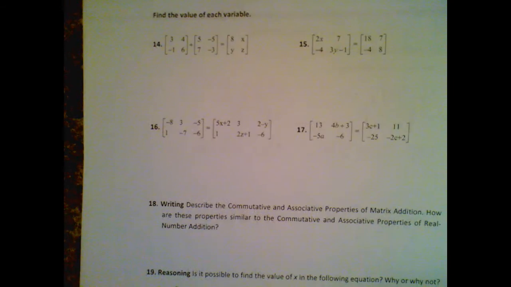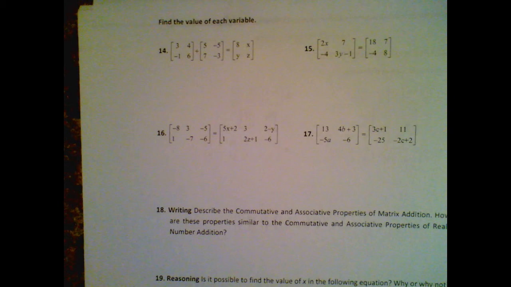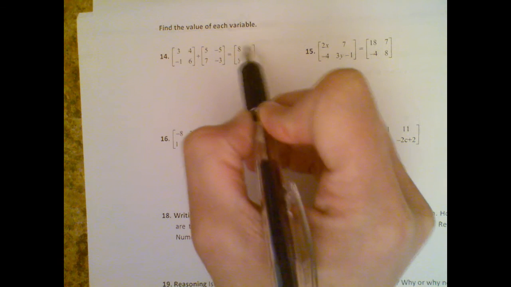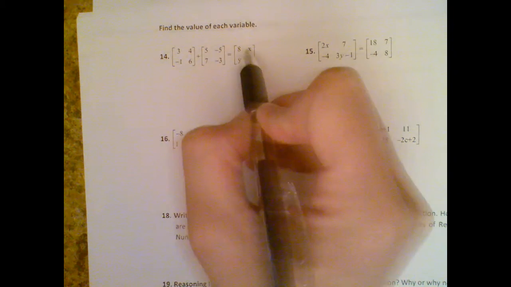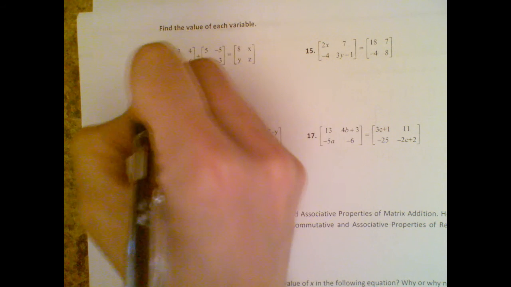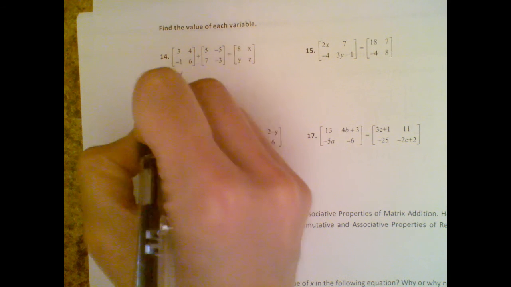look at them. So for this one, it says find the value of each of the variables. So for number 14, we want to solve for x, y, and z. So we're going to set up an equation for each of the corresponding elements to help us solve for the variables. So notice that the x is in the upper right-hand corner, so we're going to take each of the upper right-hand corners and make an equation. So 4 plus -5 equals x. Okay, so then we get 4 plus -5 is -1 equals our x.